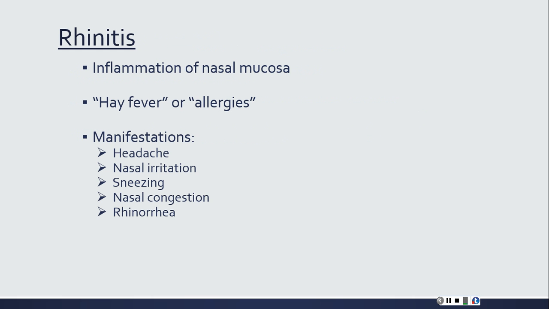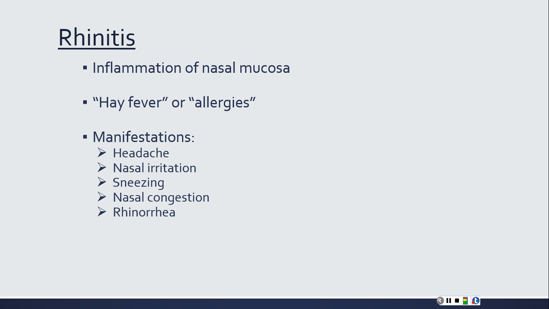All right. Next, you've got rhinitis. Rhinitis is inflammation of the nasal mucosa, commonly called hay fever. Seasonal allergies is what people will commonly refer to it as. Manifestations, you probably know them: headache, nasal irritation, sneezing, nasal congestion, and rhinorrhea. I know around here, if you don't have seasonal allergies, you're probably getting them. As the seasons change, that irritation of the nasal mucosa is pretty common.